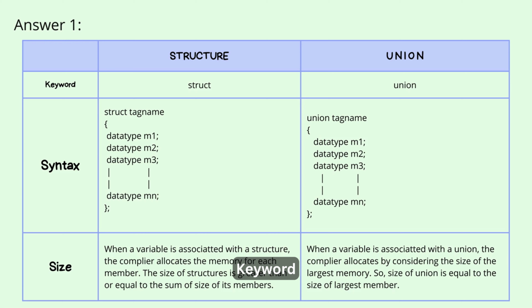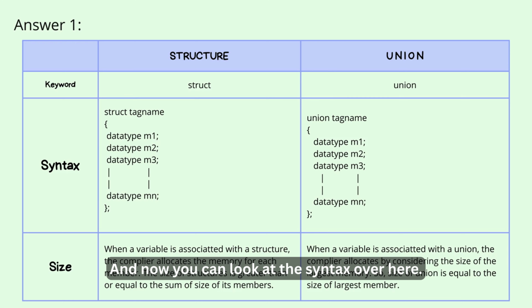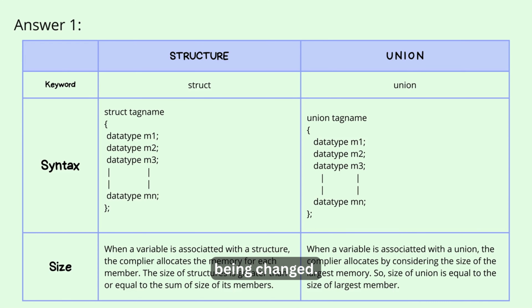Keyword. Structure uses the keyword struct and union uses the keyword union. And now you can look at the syntax over here. The syntax is same for both of them, just the keyword on the first line is being changed. Now structure keyword is struct and union keyword is union.